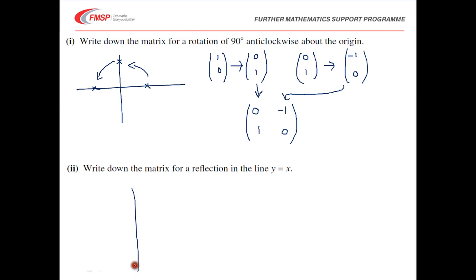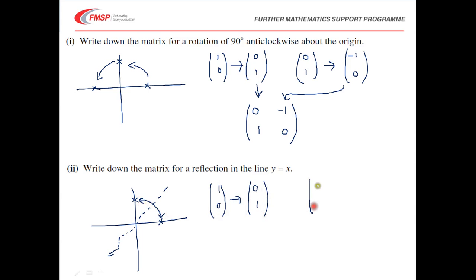We do a similar idea for the reflection in the line. Whoa, sorry, difficult drawing straight lines on here. That's a straight line. Reflection in the line y equals x, and basically our 2 points swap places. So 1, 0 goes to 0, 1, and 0, 1 goes to 1, 0, and that gives us the matrix 0, 1, 1, 0.